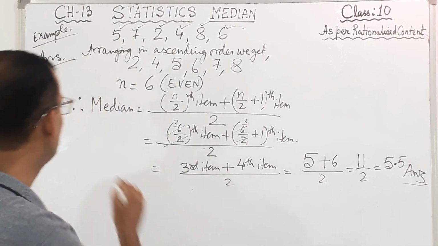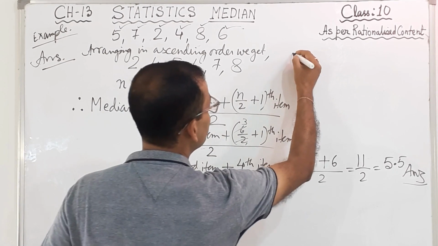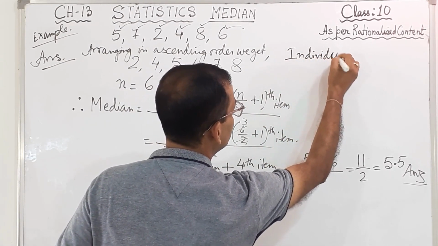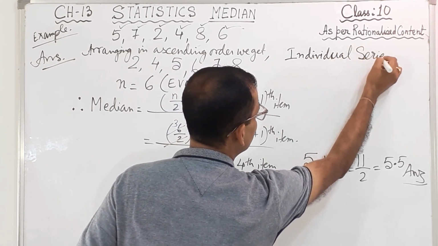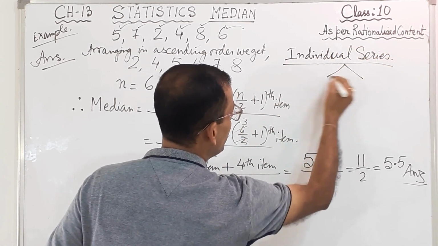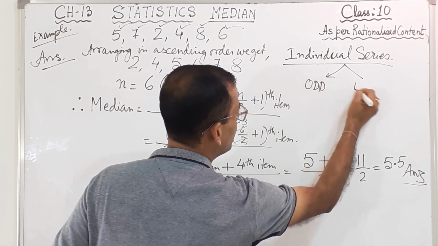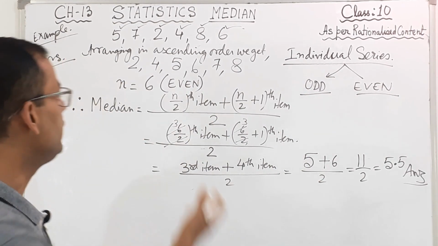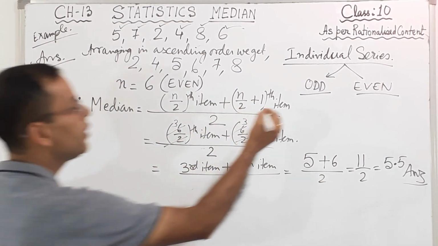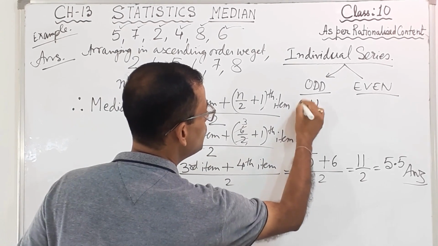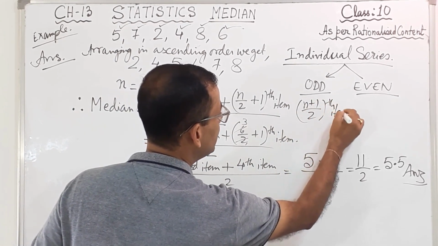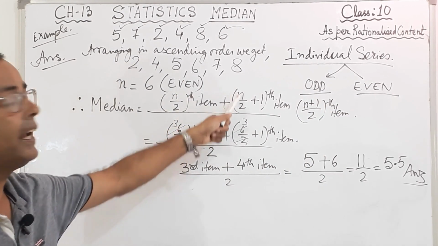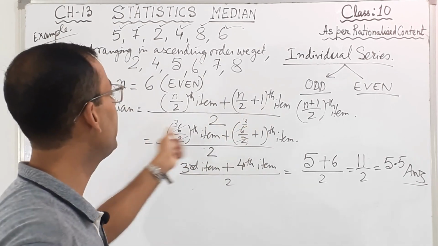So I hope, what is the formula of mean and median for individual series? इंडिविजुअल सीरीज में दो ठो है, एक ठो है ऑड, एक ठो है इवन. सो ऑड का फॉर्मूला डिफरेंट है, इवन का फॉर्मूला डिफरेंट है. सो ऑड का फॉर्मूला क्या है? (n+1)/2 th item. And even का फॉर्मूला क्या है? n/2 th item plus n/2 + 1 th item divided by 2.